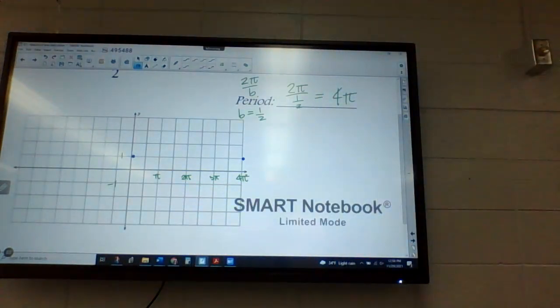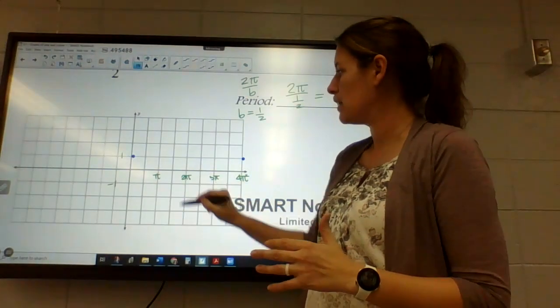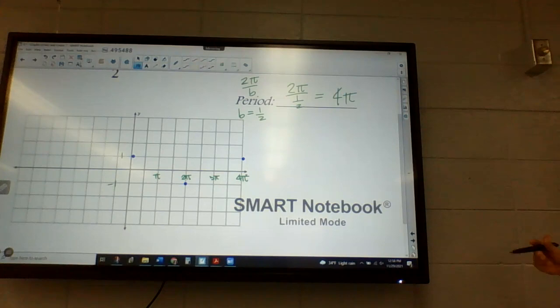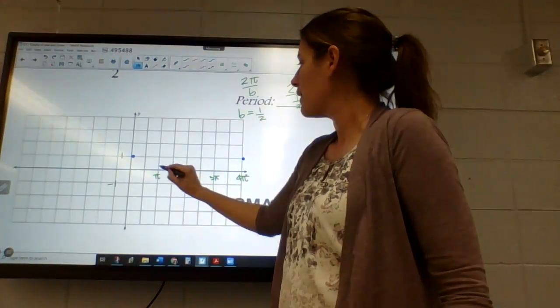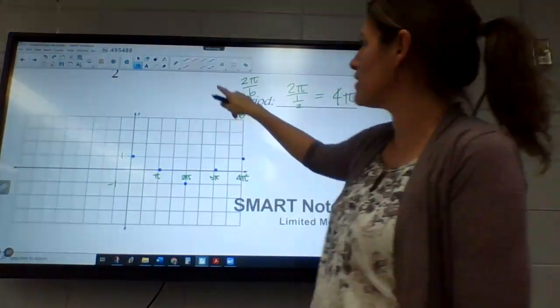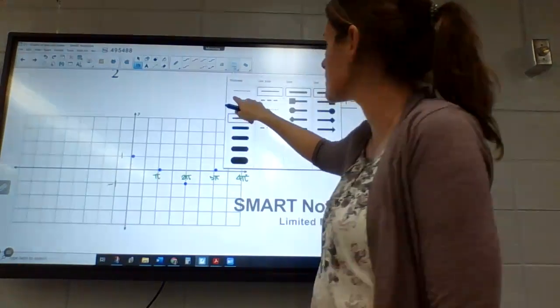Does that make sense? Now where's the middle going to be? 2 pi. And where's the amplitude at that point? Negative. Well, technically the amplitude is 1, but it'd be down 1, right? Because it goes down in between. And then in between those 2 points, where is it going to be? 0, right?